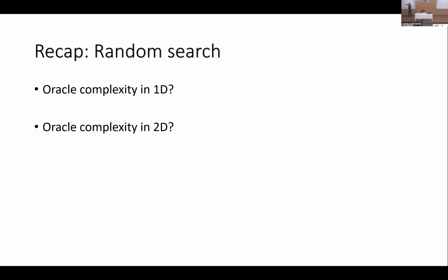So in this context, the Oracle complexity is what? 1 by 2 epsilon. This is the number of iterations of the random search that I need to ensure that the optimum that I report finally is epsilon close to the x star on average, in expectation. Because it's random, of course it could be different than 1 by 2 epsilon, but the average is 1 by 2 epsilon. Okay. So this is in 1D.